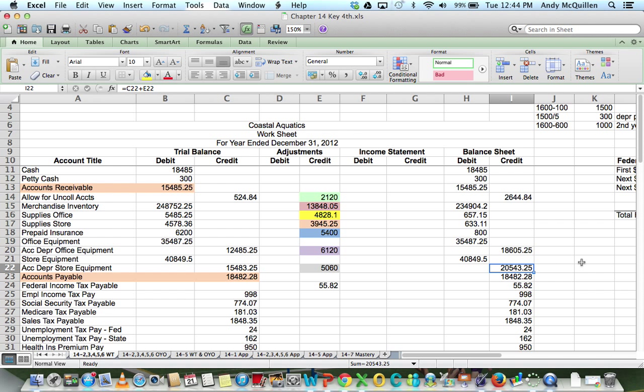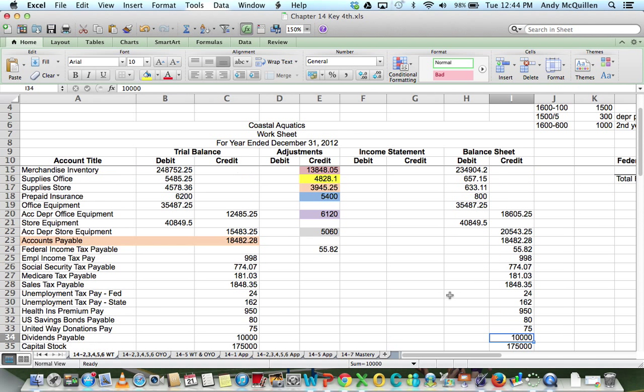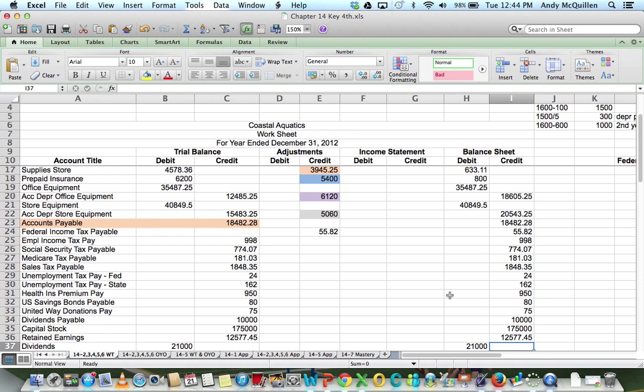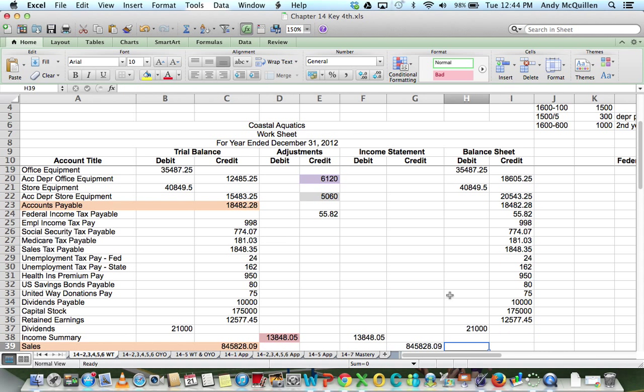$20,543.25. Then we could go down to $18,482.28. We still have not done the taxes yet, so you don't have that number so far. And then pretty much all of these numbers remain the same. Dividends is a debit, and that's the last number that goes in the balance sheet.